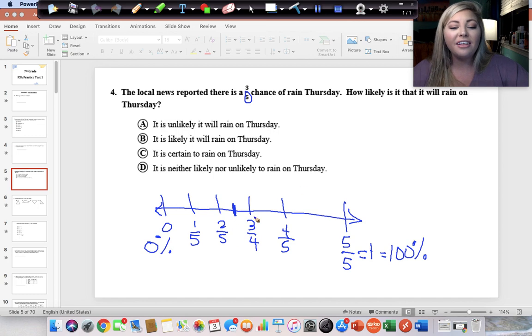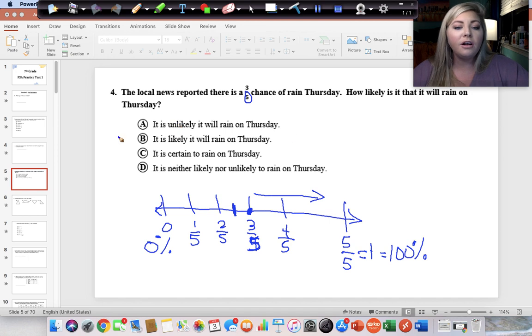And so if you can see the 3/5, and I wrote 3/4 because, you know, why wouldn't I get this right on the first try? So this is 3/5 here, and this is where we're talking about. And if you can see, it is more on the likely side than the unlikely side. It is closer to 100% than it is to 0%.